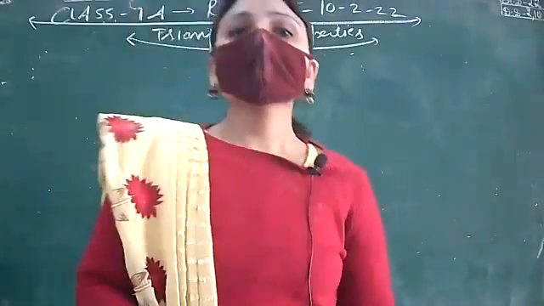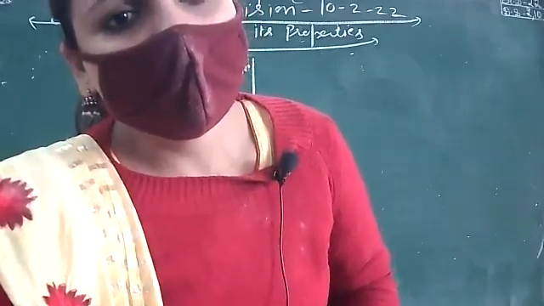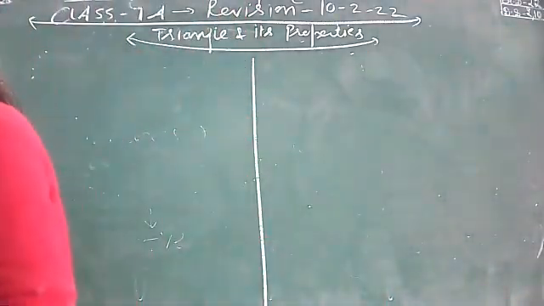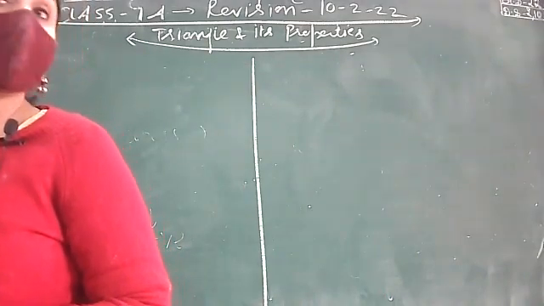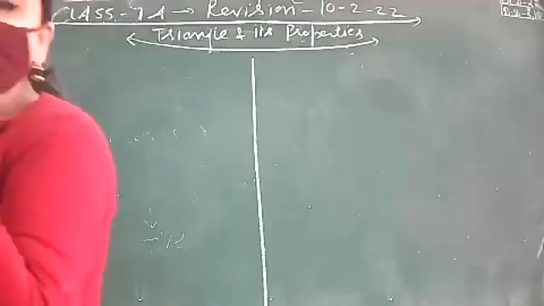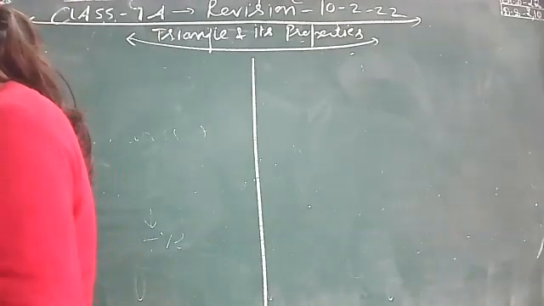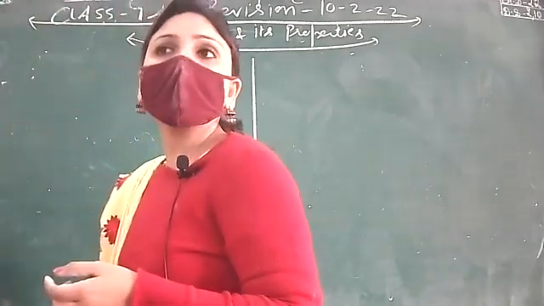Yes, we have started with the revision of triangles and its properties, and we were on page number 118. I was discussing think, discuss and write of page number 118. Chaliye. What can you say about the interior opposite angles when the exterior angle is an obtuse angle?